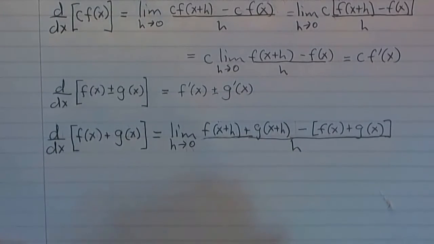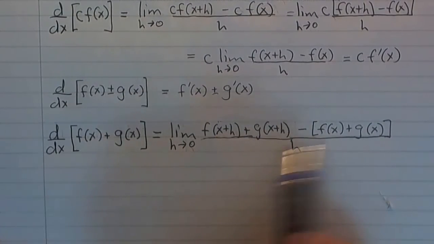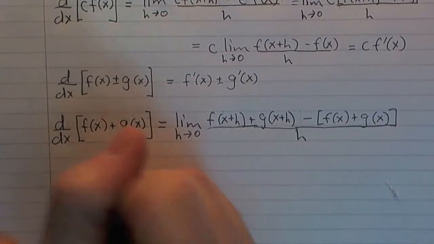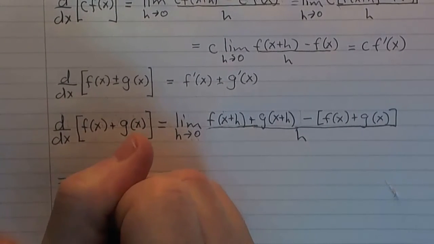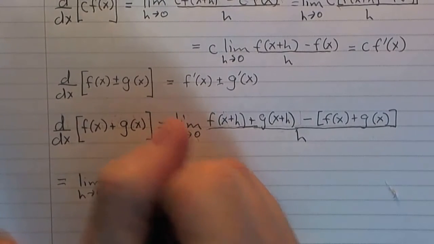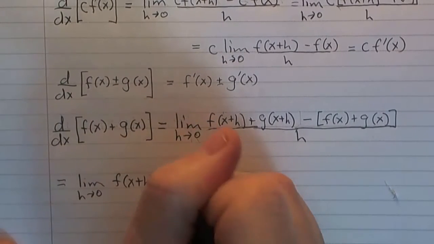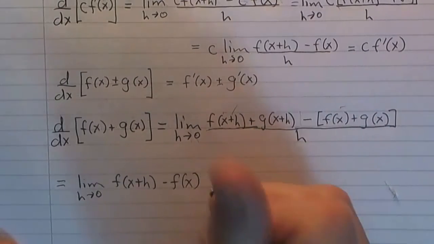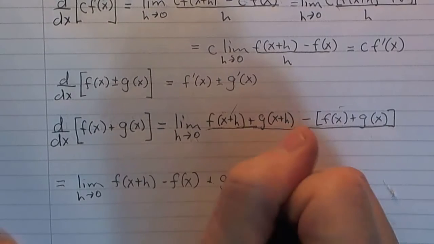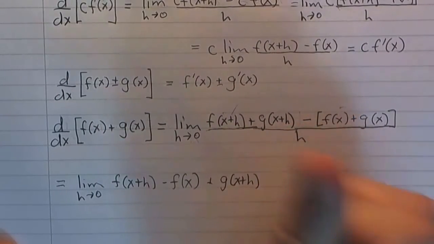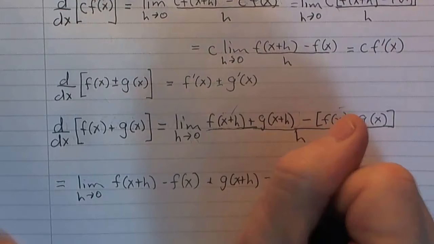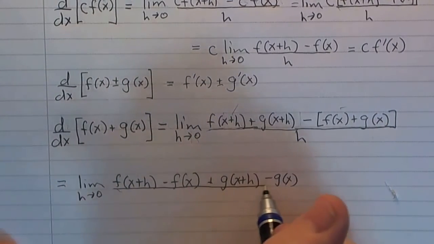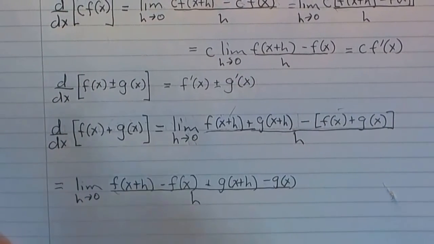Now, I can group things together. So I want to group the f's together and the g's together. Now dig what happens here. I've got the limit as h goes to 0 of f of x plus h minus f of x. See, I'm grouping these together. Plus g of x plus h minus g of x. See, minus, all over h. See, look at that.